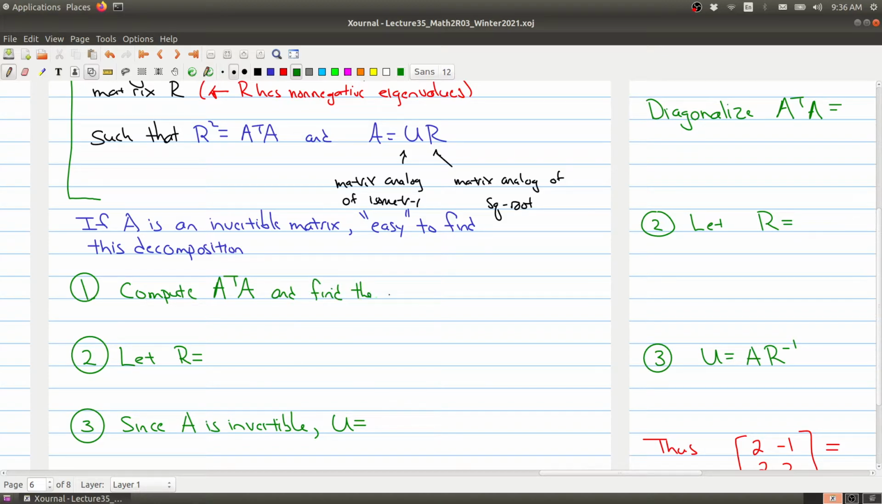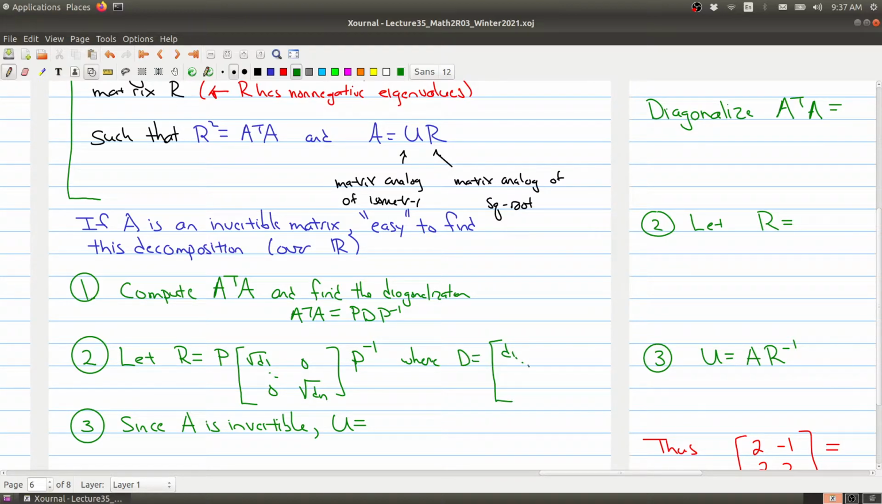and you find the diagonalization of this matrix, A transpose A, which is equal to PDP inverse. You can always find a diagonalization because this is going to be a symmetric matrix. And I'm assuming here that everything is over R, so over the real numbers. Then we let our matrix R that we need for the theorem be P times the matrix obtained by taking the square root of every entry on the diagonal matrix D, where D is equal to D1 through Dn, times P inverse.